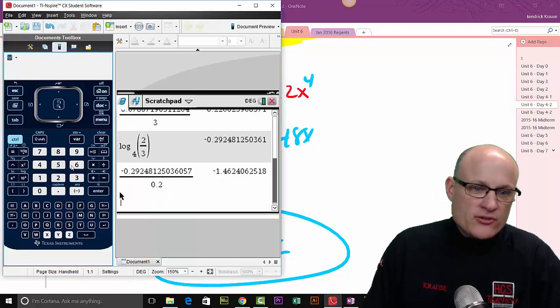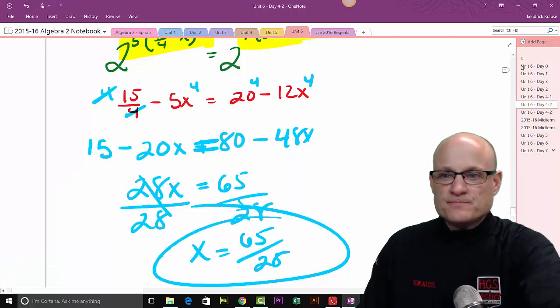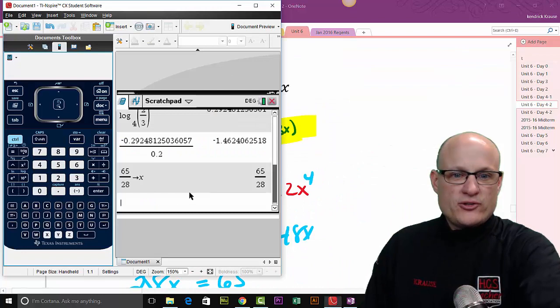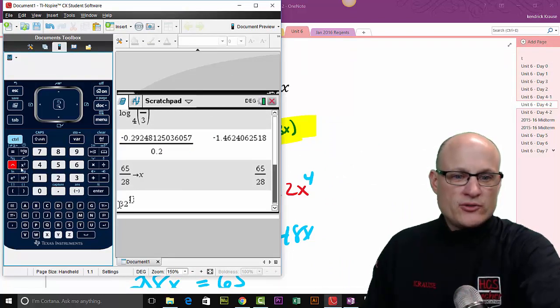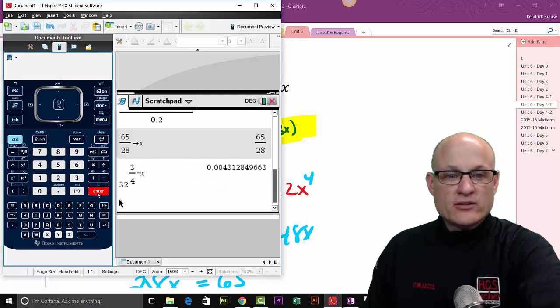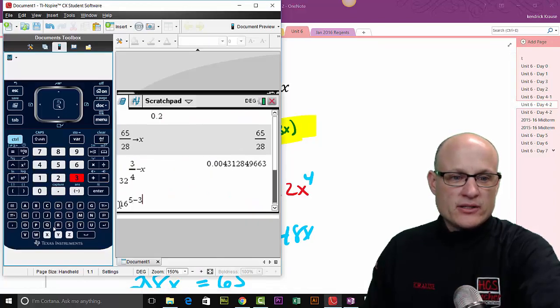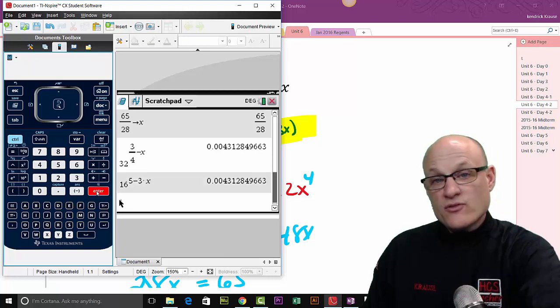All right, let's check it out. 65 divided by 28, enter. Now let's go look at this problem. 32 raised to the 3/4 minus x, 3 divided by 4 minus x. There it is. That's weird. 16 raised to the 5 minus 3x equals the same weird answer.